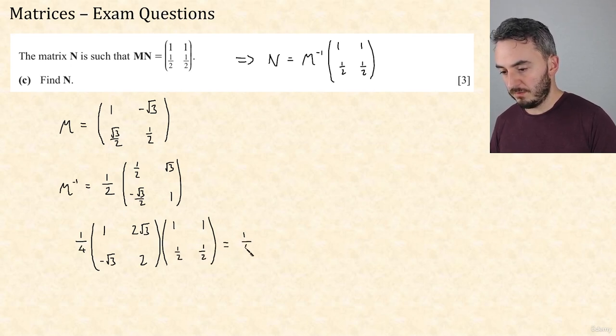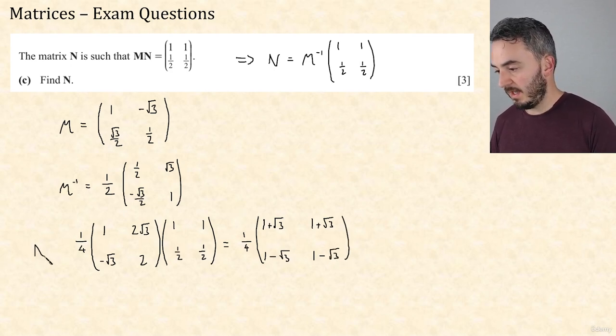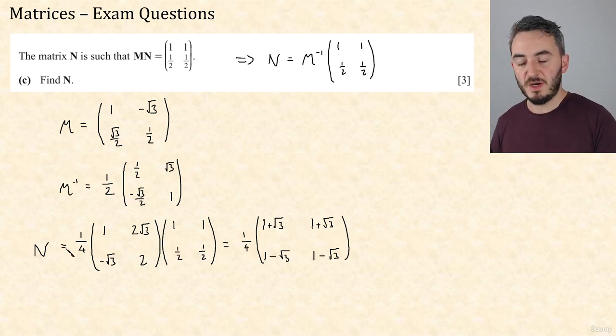So we've got that quarter out the front. And that's 1 times 1 plus a half of 2 root 3. So that's 1 plus root 3. Then I've got, well, same thing again, right? In fact, it's going to be the same both times. So 1 plus root 3 again. Then it's minus root 3 plus 1. So 1 minus root 3. And the same again, 1 minus root 3. And so that is N. Let's just make it really clear. N equals that. And we're done with part C.